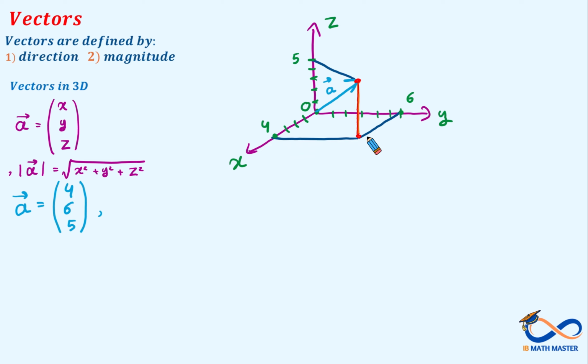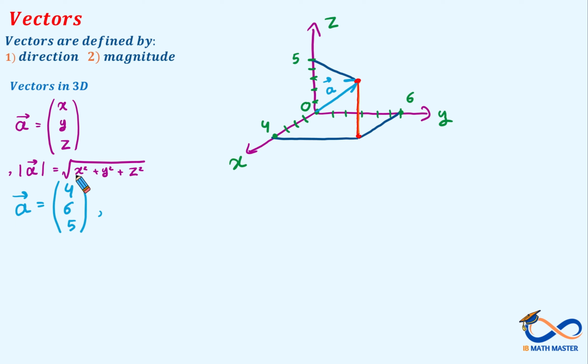Then, if we go to the y-axis here, it would be 6, as we have here. And if we go from this point to the z-axis here, it will be 5, so z here is 5. This is the position vector of A as it starts from the origin 0. We will talk more about position vectors shortly.